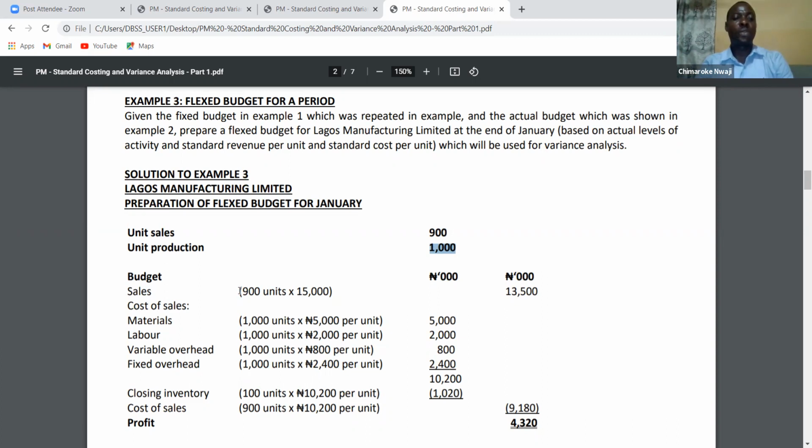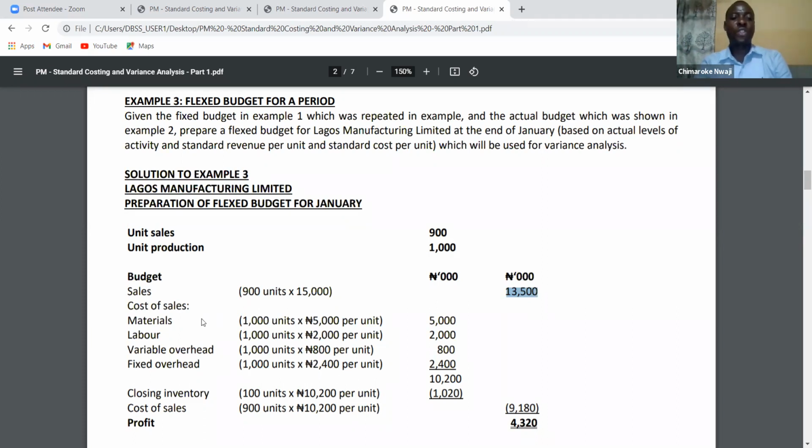Now, since you are making your sales here, if you had sold 900 units instead of the 1,000 we used in the fixed budget, if you have sold 900 units at 15,000 naira, your revenue will be 13,500,000 instead of 15 million.